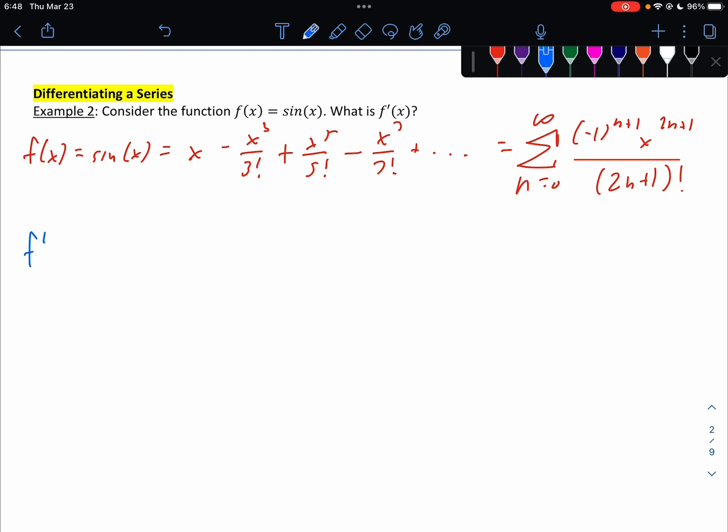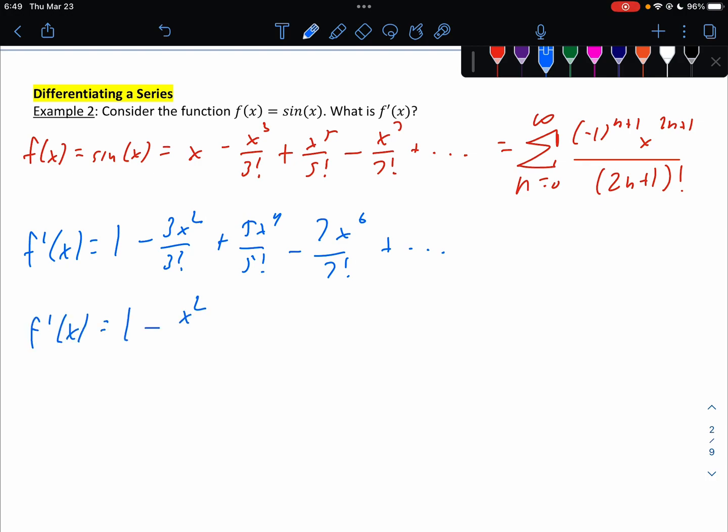So f prime of x would equal 1. Now we're differentiating the second one. It's going to be 3x squared over 3 factorial plus 5x to the 4th over 5 factorial minus 7x to the 6th over 7 factorial. Now if I simplify that a little bit, I would get 1 minus x squared over 2 factorial, because the 3's cancel out, plus x to the 4th over 4 factorial, because the 5's cancel out, minus x to the 6th over 6 factorial, because the 7's cancel out, which looks surprisingly like the power series that we know as cosine of x.